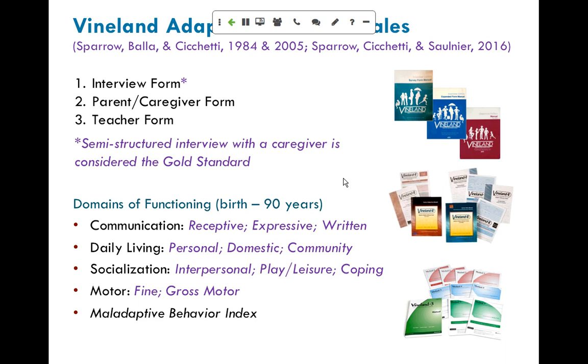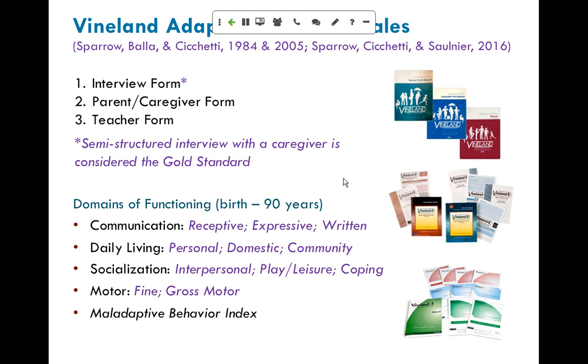So when we give rating scales, we tend to get overestimates of adaptive behavior. This is specific to autism because we do see a discrepancy between the does do and the can do in autism. In other disabilities, this might not be the case, so it might not be a big deal. But in autism, it is a big deal, and we don't want to overestimate and not get the appropriate intervention needed for the individual. So when it's possible to conduct an interview, that is the gold standard.